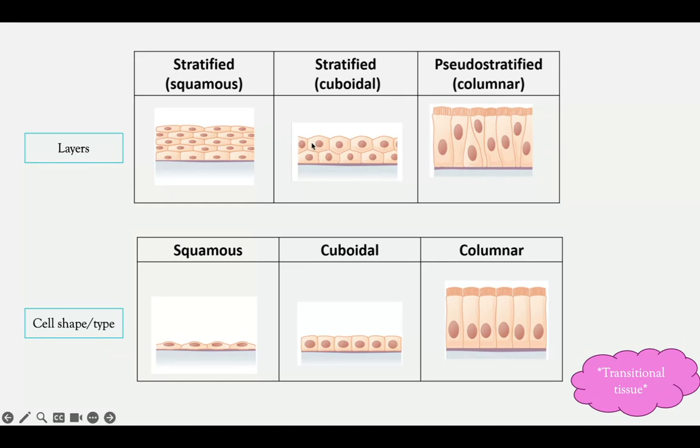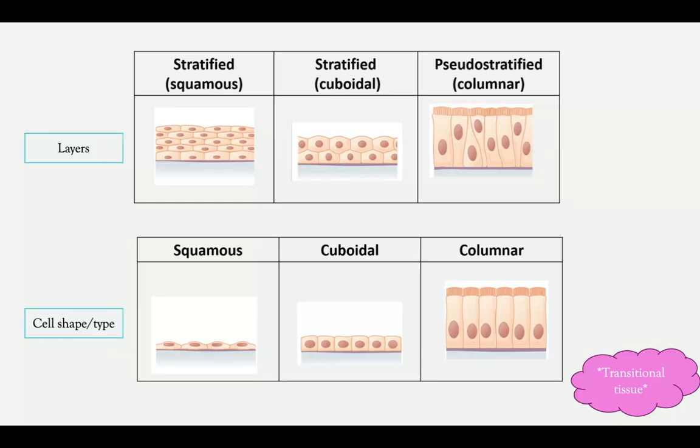Whereas over here, this cell has no connection to the basement membrane. This cell over here has no connection to the basement membrane. So we can see that these are truly stratified. These are truly having multiple layers.